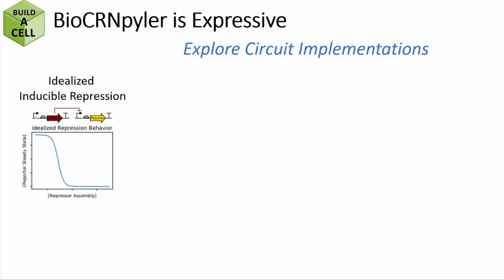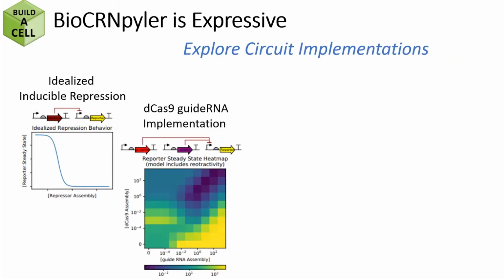So I might take this idealized inducible repression and say, well, how might I actually build that in the lab? One way I could build it is using dCas9 and guide RNAs, where I have now 2 different things being produced. I have a dCas9, which is a deactivated form of Cas9 that binds, when accompanied with the right guide RNA, to a particular part of a promoter and blocks transcription. Now, if I build my repressor this way, it does repress.